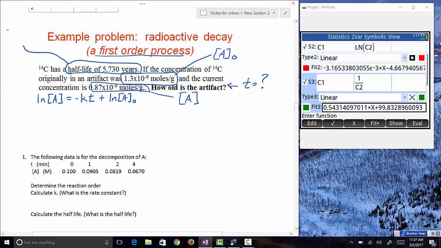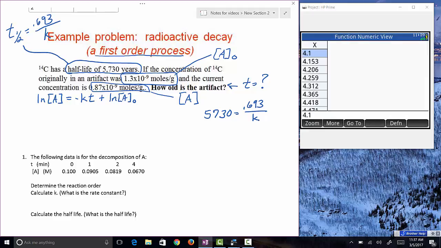And the half-life equation, t one-half, is 0.693 over k. So it gives me a half-life for the first order process. Then I can use that to find my rate constant. So let's plug that in. So I have 5,730 is going to equal 0.693 over k.